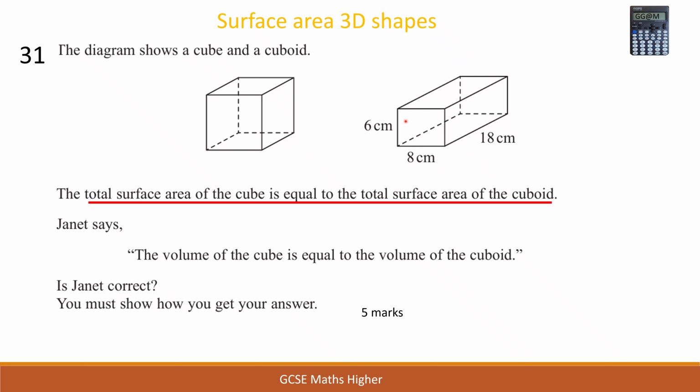So 6 times 8 will give you the area of this front. The back will be the same. You can work out top, bottom, then the 2 sides.